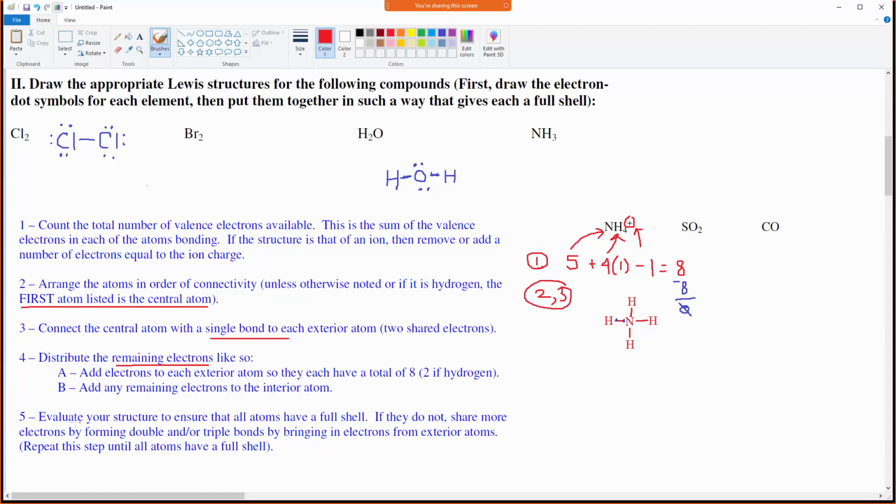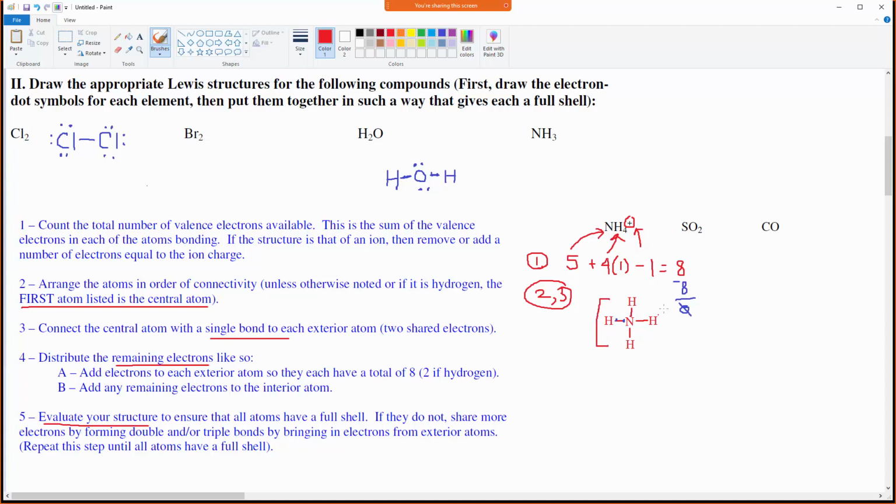go straight to step 5, which says I need to evaluate my structure. Make sure that all the rules are being followed. Mostly I'm looking for, does everybody have a full shell? So remember, for a full shell, each hydrogen wants 2 electrons, and every other element is going to want 8. Do I have that? I do. Each of my hydrogens has a single bond, that's 2 electrons. And then the nitrogen, because it has 4 single bonds, that's 4 times 2, that's 8 electrons. I am done. I did it right.